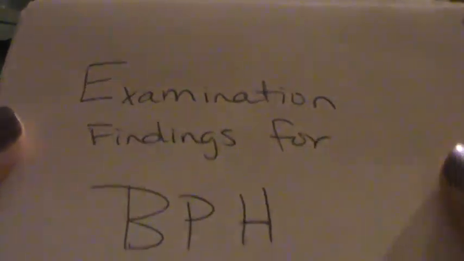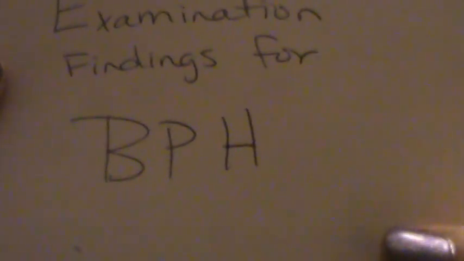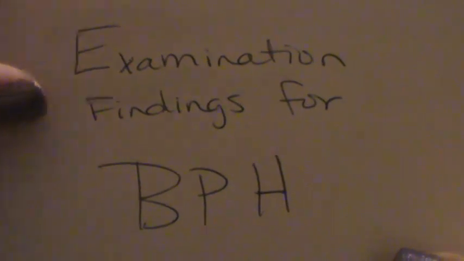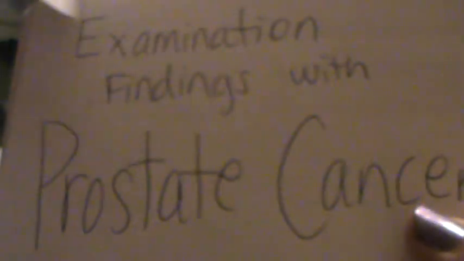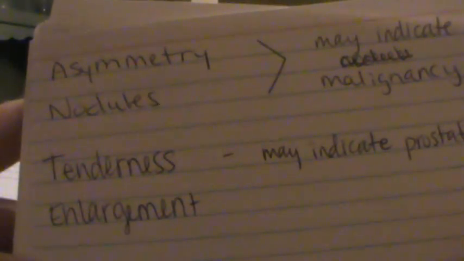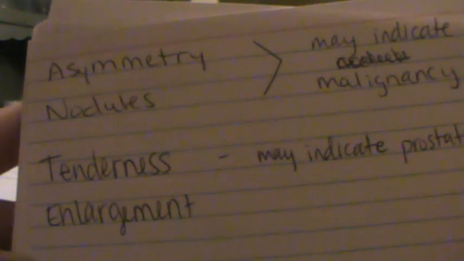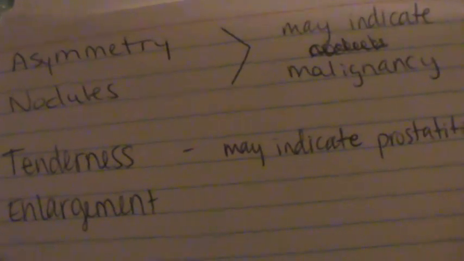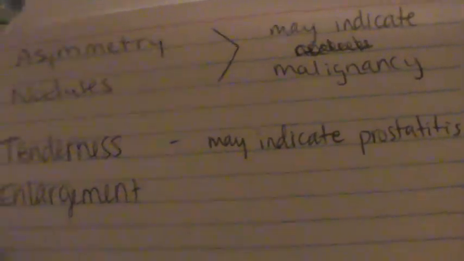First one is list the examination findings for BPH, benign prostatic hypertrophy. They are asymmetry and nodules. These may indicate that there's a malignancy. You could have tenderness or enlargement, and that may indicate prostatitis.